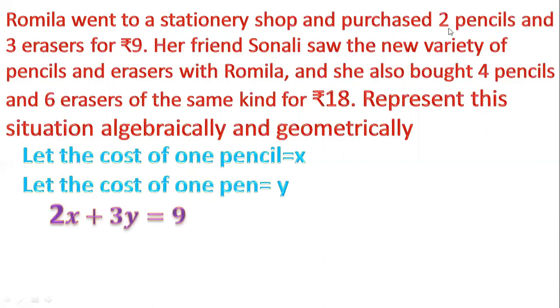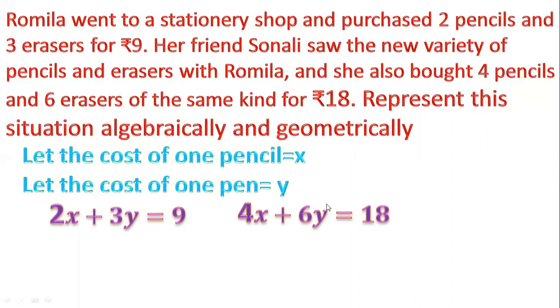Now Romila purchased 2 pencils, so the total cost for pencils will be 2x, and 3 erasers, total cost for erasers will be 3y. 2x plus 3y is equal to 9. Sonali purchased 4 pencils. Cost for 4 pencils will be 4x and cost for 6 erasers will be 6y. So the total cost is 18. 4x plus 6y is equal to 18. This is the algebraic representation.